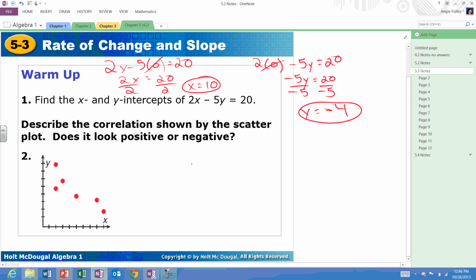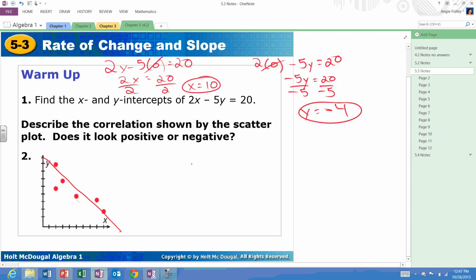Okay? Second part, describe the correlation shown by the scatter plot. Does it look positive or negative? Well, if you notice, we can't make a perfectly straight line with these points, but we can do something that's called a line of best fit. You might have heard this in science, where we can look and see where our line would fall if we could draw one. And if we could draw a line, it would fall somewhere in there.